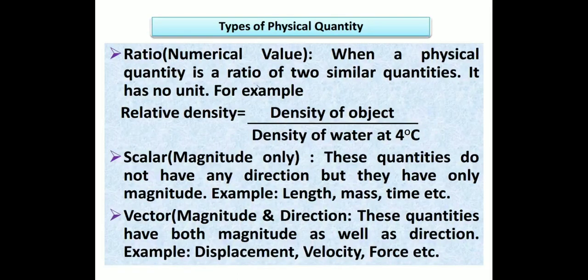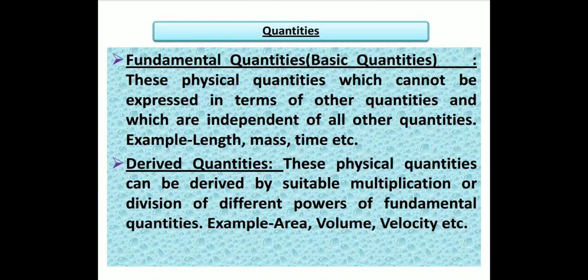Now, quantities are divided into two types. One is fundamental quantities, or we can call them basic quantities. The other one is derived quantities. Let us discuss what is fundamental quantity. These are physical quantities which cannot be expressed in terms of other quantities and which are independent of all other quantities. For example, length, mass, time, etc. When you go to derived quantity, these physical quantities can be derived by suitable multiplication or division of different powers of fundamental quantities. For example, like area, volume, velocity.